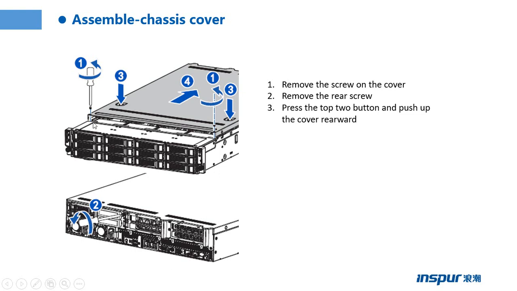The rear screw, yes, which one is the rear screw? Remove the screw on the cover. Those two are the screws. The 2 screws. Step 3, press the top 2 buttons and push up the cover rearward, toward the rear, so that you can remove the chassis cover.